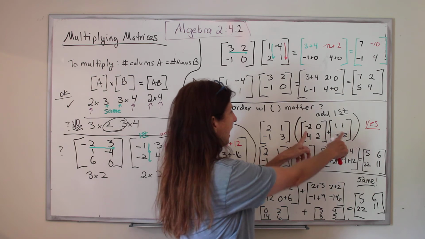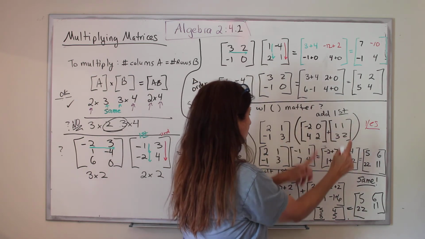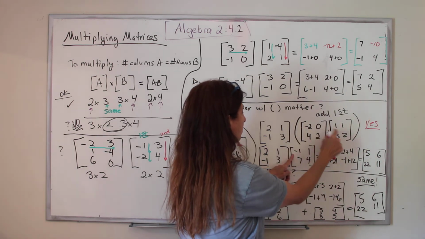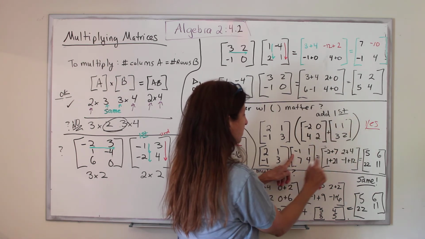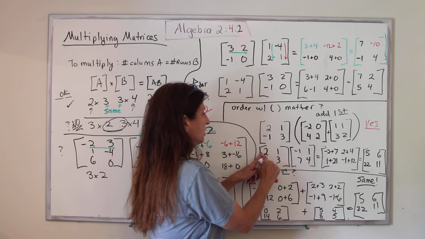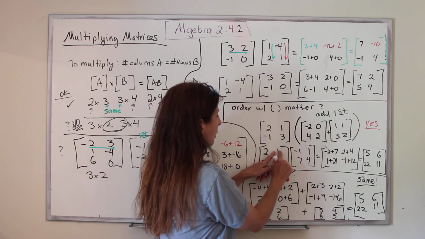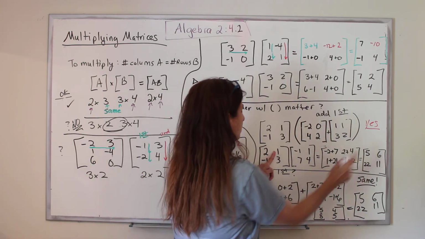First, I did the adding. So negative 2 plus 1 is negative 1. 4 plus 3 is 7. 0 plus 1 is 1. 2 plus 2 is 4. Then I multiplied. 2 times negative 1 is negative 2. 1 times 7 is 7. Add them, you get 5.